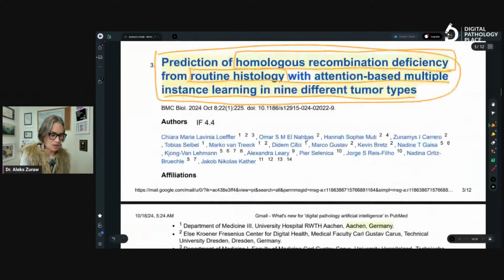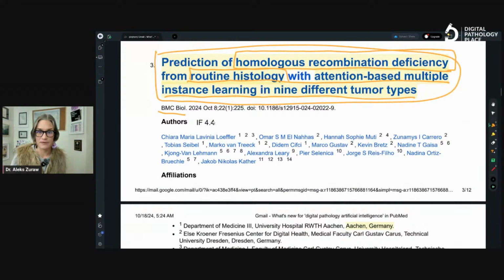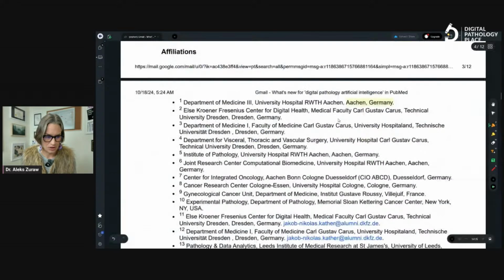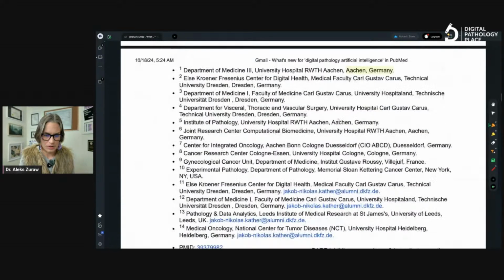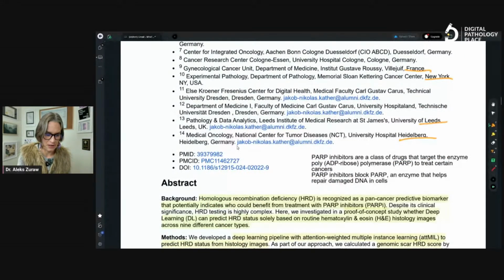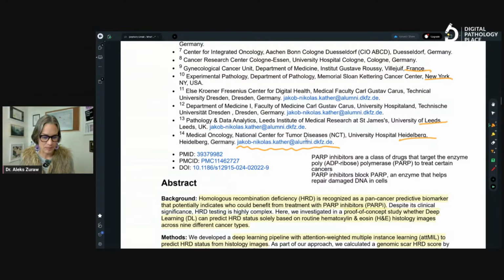So this is BMC Biology, impact factor 4.4. It used to be 7, but I checked today. And the group is from Germany. Is everybody from Germany? No, we have people from France and New York, and also UK, and Heidelberg is Germany. Oh, yes, this group is very active in the deep learning space for pathology.